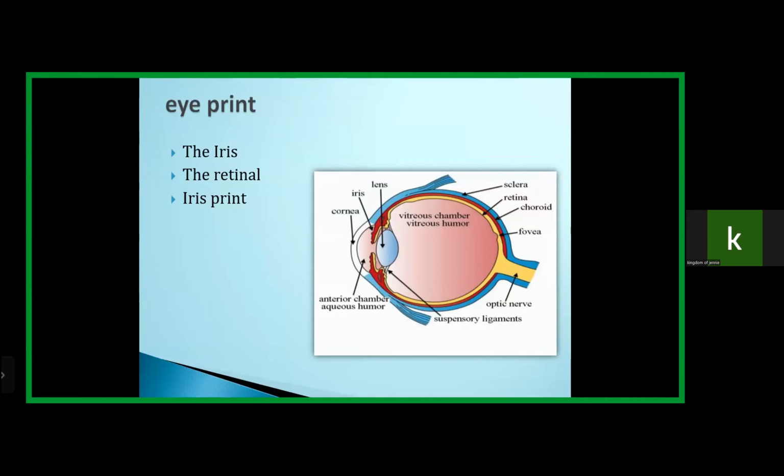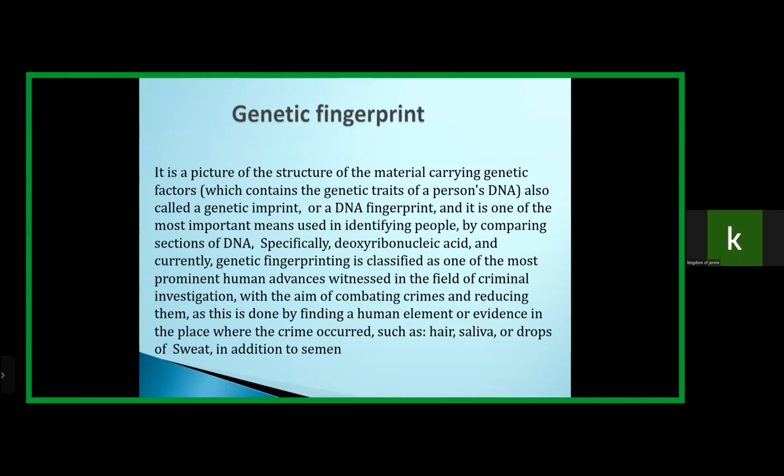And here we have a figure that shows us the eyes, the location of the eyes, lenses, and retina. Then we are going to talk about the genetic fingerprint. The genetic fingerprint is a picture of the structure of the material carrying the genetic factors, which contains the genetic traits of the person, DNA. That is called the genetic imprint or DNA fingerprint.